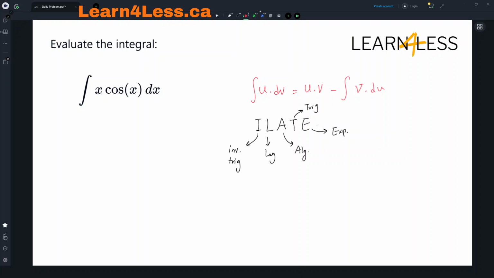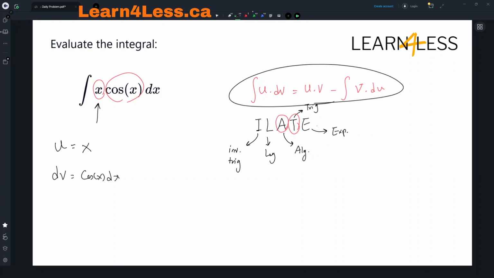So what we have here is cos x, which is a trig function, and we have x, which is an algebraic function. Because in this order A came before T, A came earlier, we would choose A, our algebraic term, as u. So in this case, x. The algebraic term that we have is x, and that would be the u, and the rest would be dv, which means dv is equal to cos x dx.